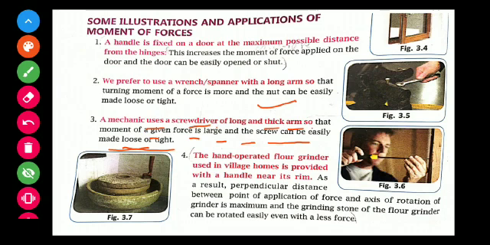Next, the hand operated flour grinder used in village homes is provided with the handle near its rim. Here the handle is provided near its rim because this is away from the axis of rotation. This grinder rotates about this axis, and we put the handle at a maximum distance because we increase the distance, and with increase in distance we need small force for the rotation. That's why we provide the handle at the edge.